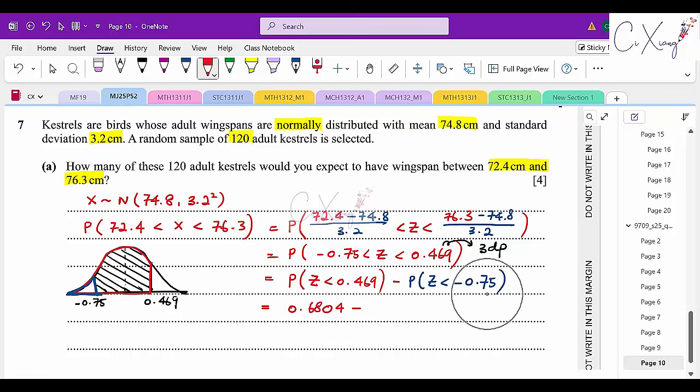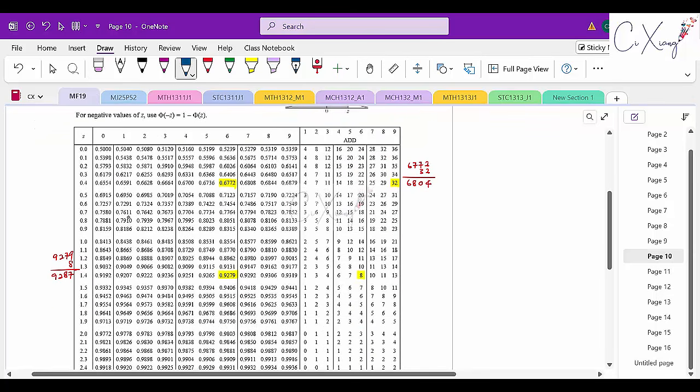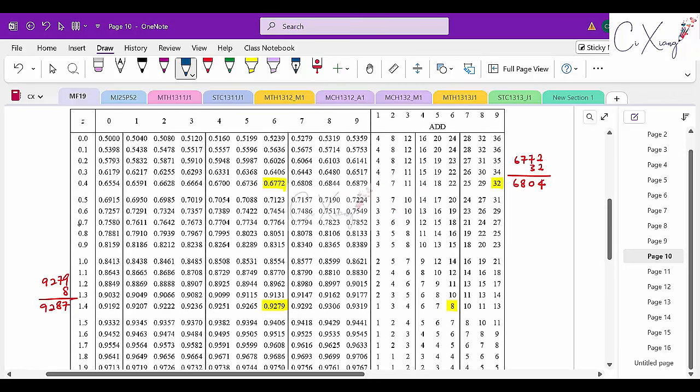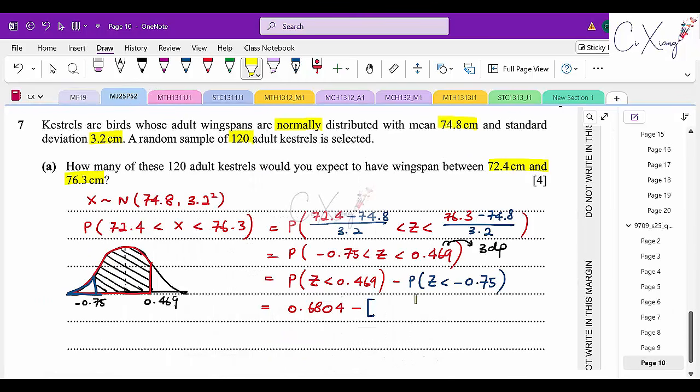Minus, copy the minus, looking for Z smaller than negative 0.75. So go to the table. There's no negative 0.75, but I look for 0.75 first. 0.75 is this one, 0.7734. Okay? The 0.7734 is Z smaller than positive 0.75. So smaller than negative 0.75 is actually 1 minus 0.7734.